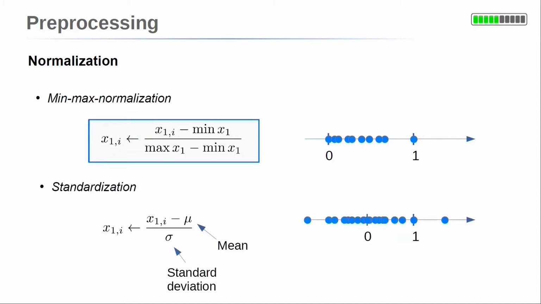The other normalization method is standardization. The values of the variable are shifted and scaled to satisfy a standard normal distribution with mean 0 and standard deviation 1. So therefore, you need to subtract the mean of the variable and divide by the standard deviation.